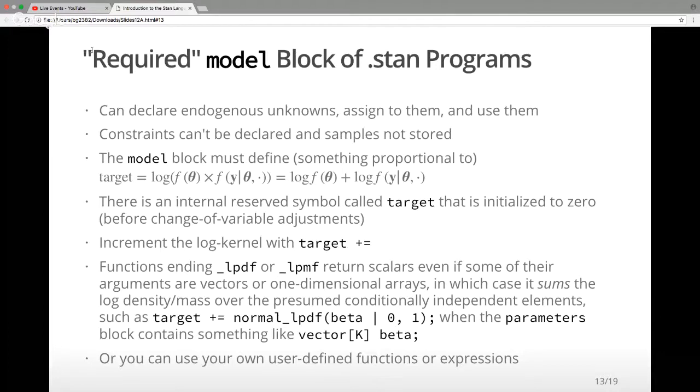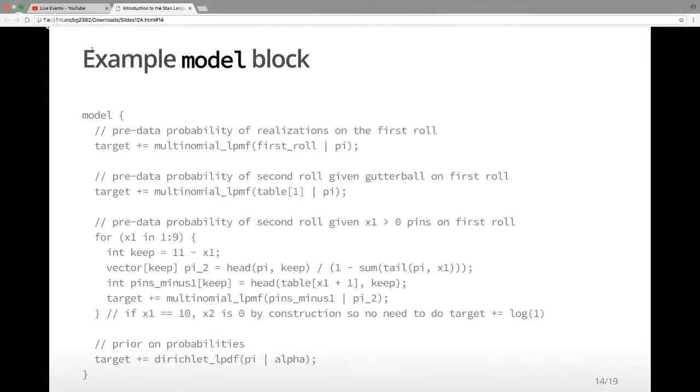Or you can use your own functions if Stan doesn't have the distribution that you need, or you can just put target plus equal 42. You can just have an expression that you're adding to. Of course, adding the constant 42 isn't going to change anything, but you know, if you had your own distributions or something like that. So in the case of bowling, here's an example of a model block.